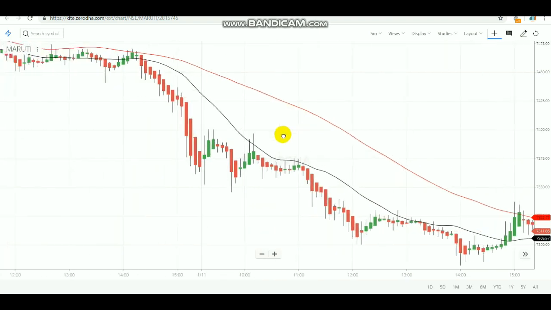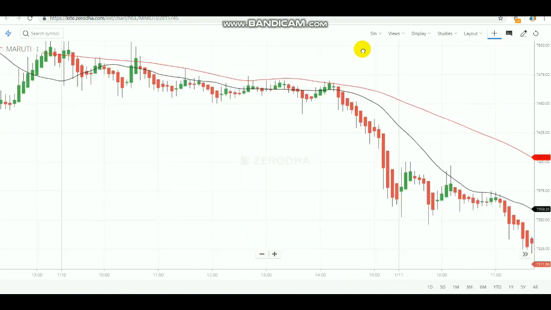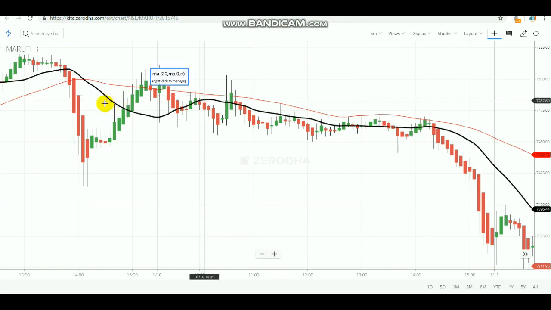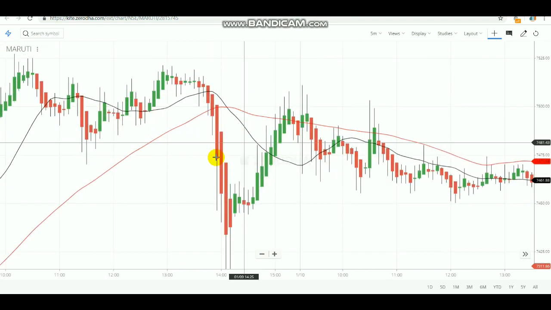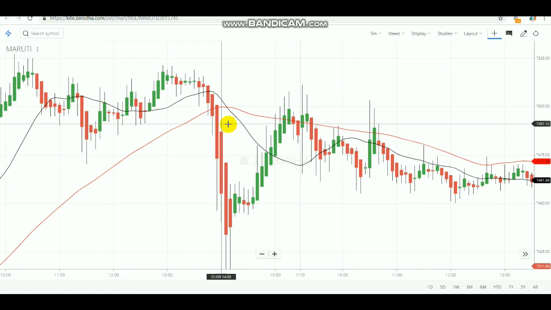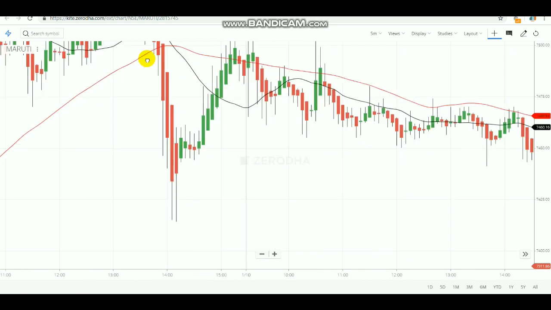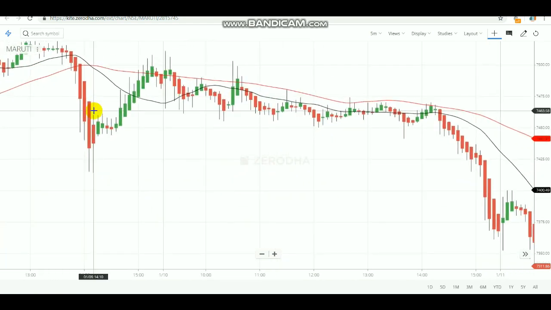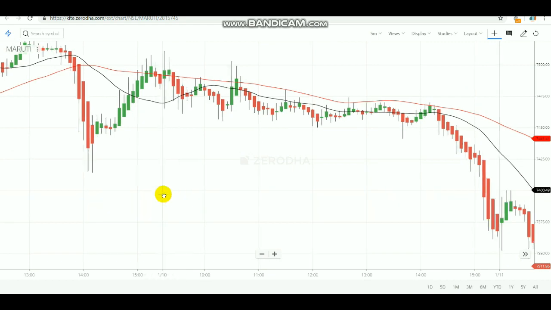Maruti. In Maruti the sell signal got triggered at this time. After the sell signal got triggered, the market came down. So you can earn for sure.